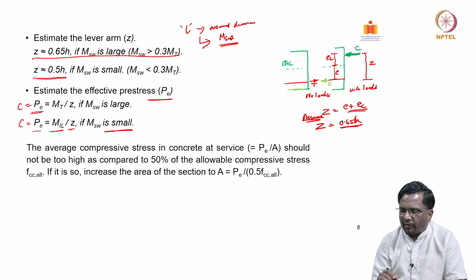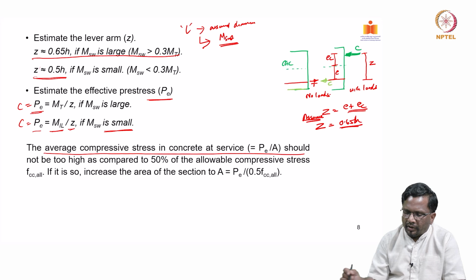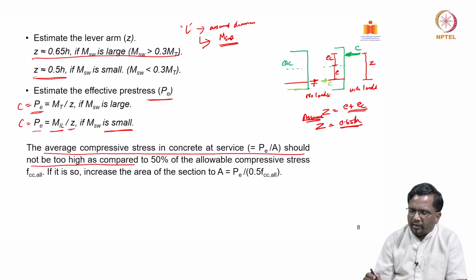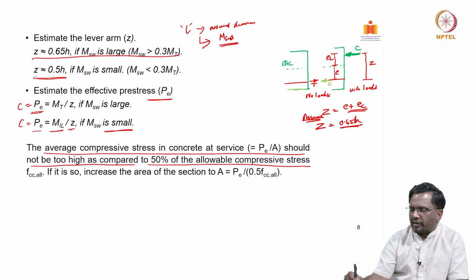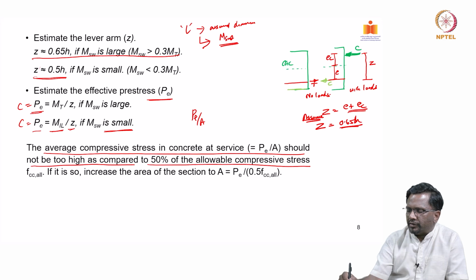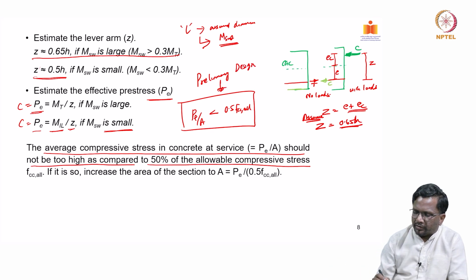Now at the end of preliminary design, again whatever the dimension that we have chosen, the average compressive stress in concrete should not be too high compared to 50% of the allowable stresses. That means I select PE by area in such a way that this should be less than half of FCC allowable. That's what we are trying to say. This is for preliminary design. Okay, so this is what we are trying to do.